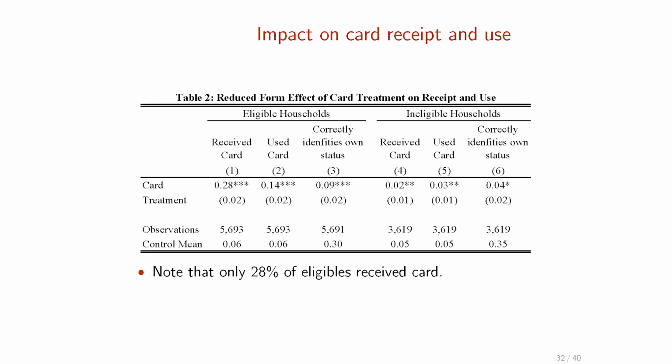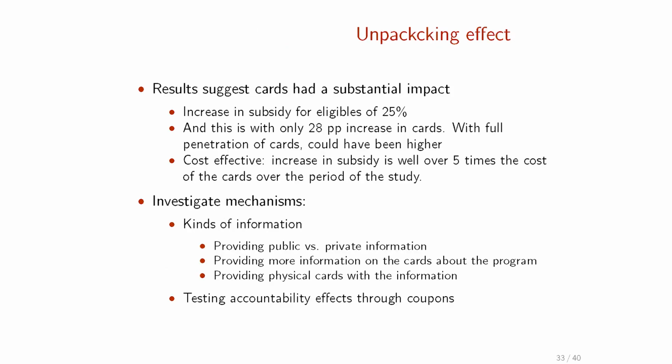The result is that it makes it more likely that you get rice. You pay less for it. So on average, people get a higher level of subsidy, about a third more, a quarter more. The increase in subsidy in total received by the eligible was 25%. This was cost effective because it's really cheap to provide the card. So in terms of policy, the government, finding this out, expanded the card.